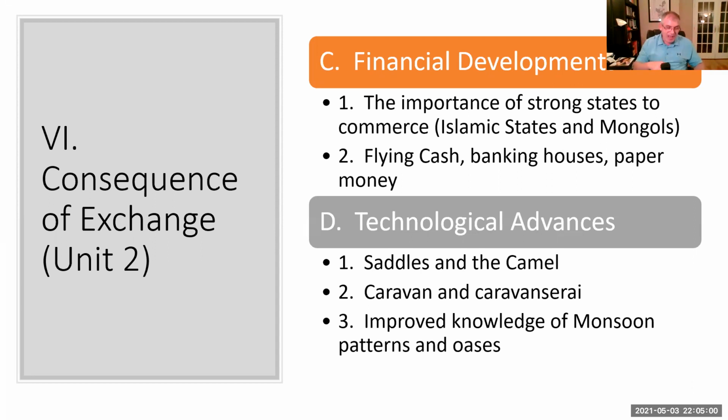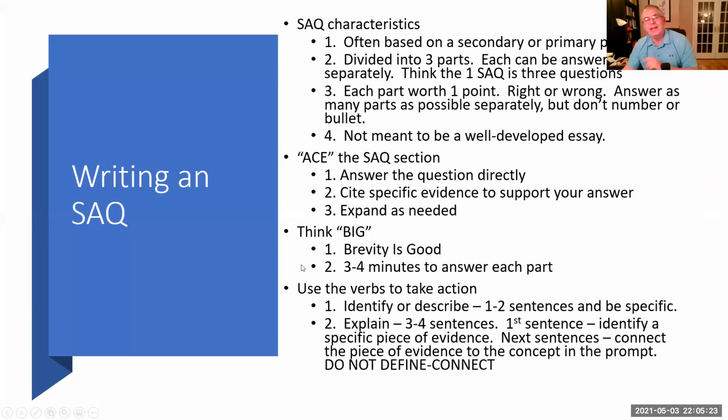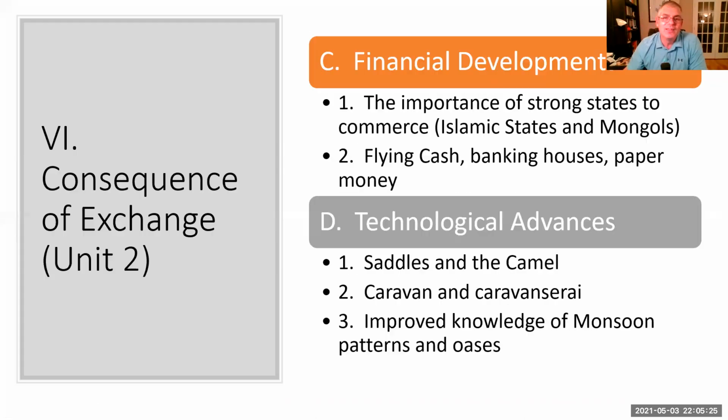So there's a rest stop, and then a day's journey, there's another rest stop. And these things start to pop up as a way of supporting trade. And then, of course, the improved knowledge of monsoon patterns and oases represent a technological advance, because this allows for trade to be more predictable and safer. Now, as we look at the last thing, writing an SAQ, that's something we'll talk about in class.